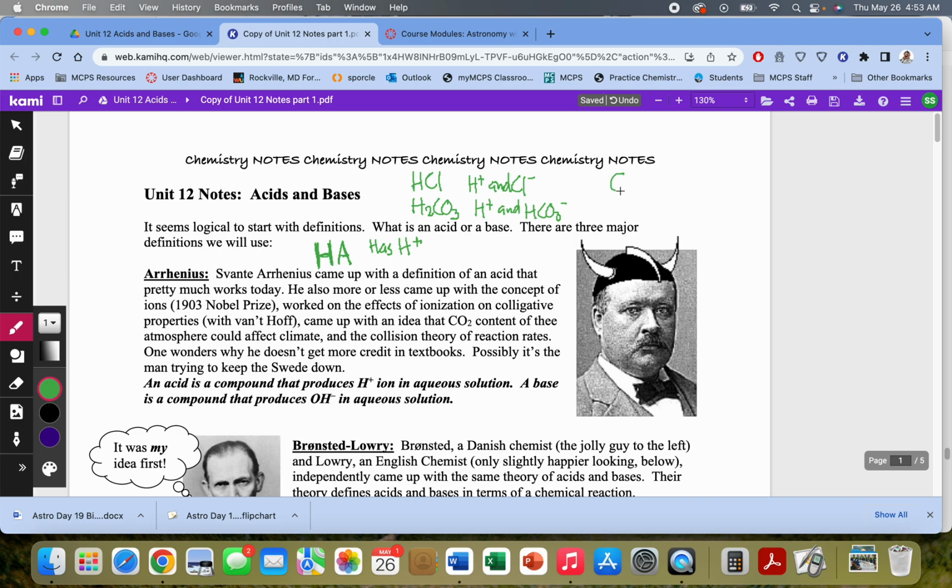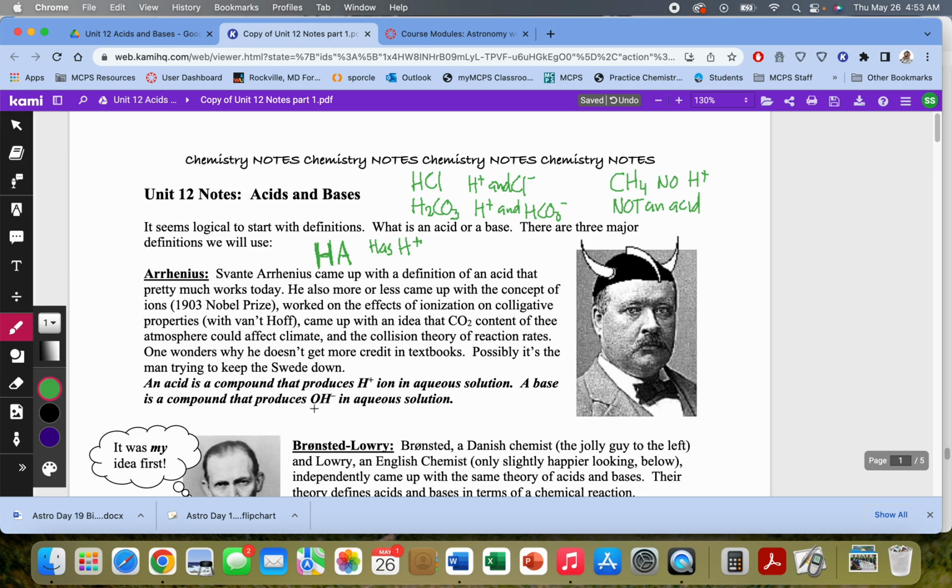Now you might have something like CH4. CH4 doesn't have H plus. There's no H plus, right? Because the H is written afterwards, and so this is not an acid. Okay? And so that's our way of signaling that we have an acid that has H in front.